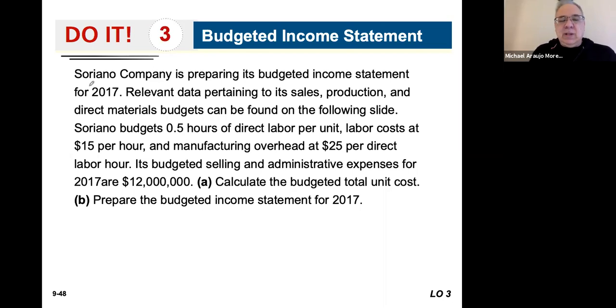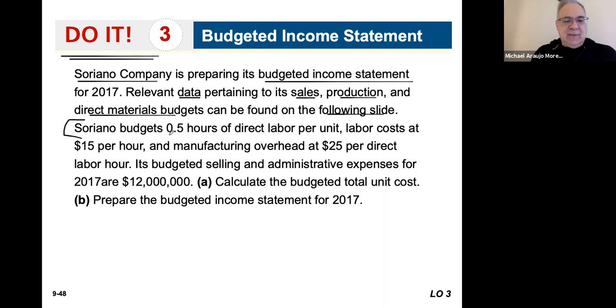Okay, so here we have Soriano Company. Let's hope they don't strike out. They're preparing their budgeted income statement for the year 2017. Relevant data pertaining to its sales budgets, production budgets, and direct materials budgets can be found on the following slide. Isn't that nice? So other things we need to know.